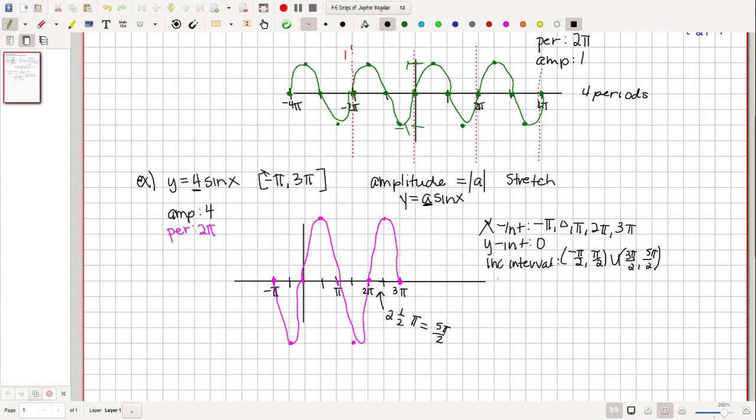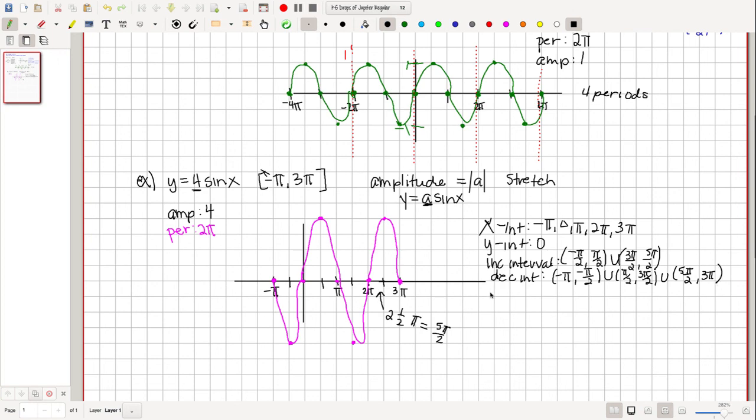Okay, decreasing intervals. So decreasing, it looks like we have 3 of them. We have this short one from negative pi to negative pi over 2. Union. The next one's going to pick up right here. So that is what? Pi over 2 to 3 pi over 2. Union. And then the last one's going to be this piece. Remember we called that 5 pi over 2. So this will be 5 pi over 2 to 3 pi.